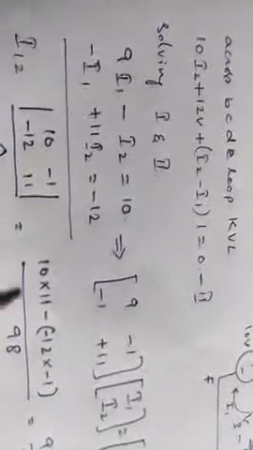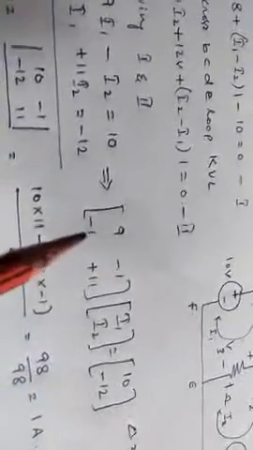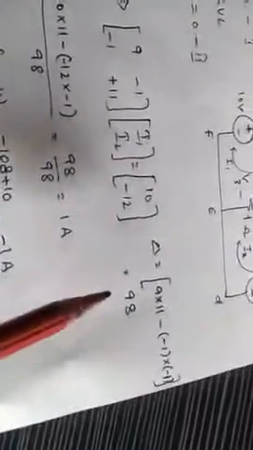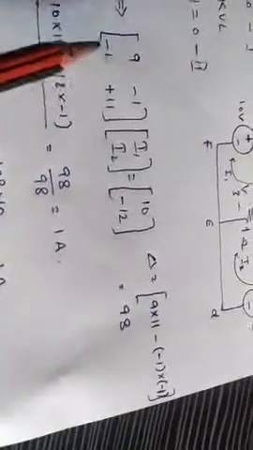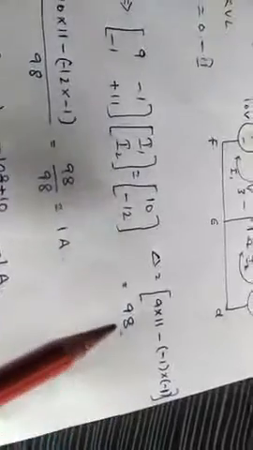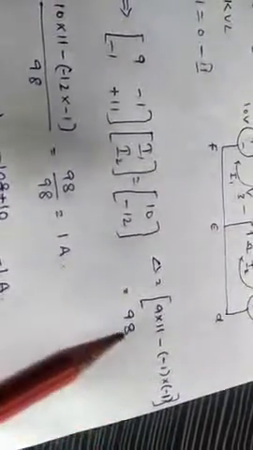First of all, to write these equations in matrix form, we should write like this: the constants, the currents and the voltages. When you have written the equation like this, we have to find the determinant of this matrix. The determinant is 9 into 11 minus 1 into minus 1, that I have written here. So you are getting 98. 9 11s are 99, 99 minus 1, 98.